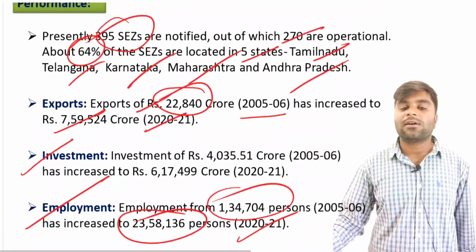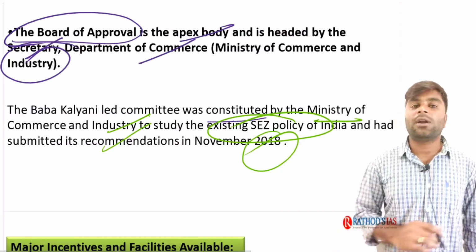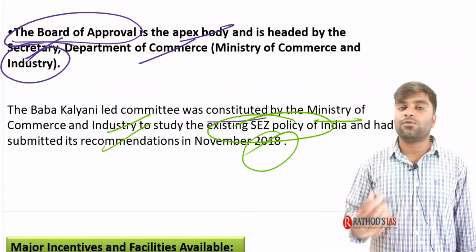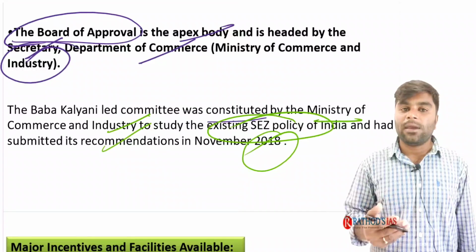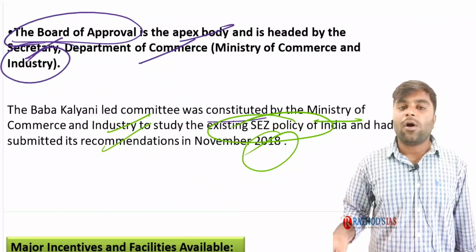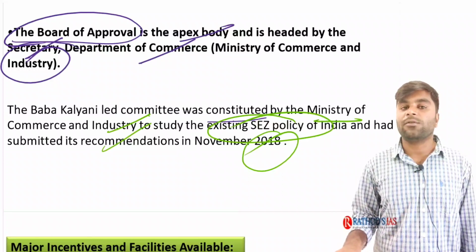So these are the important concepts, the important current affairs which appear in different newspapers like Indian Express, Live Mint, Hindu Business Line, PIB, etc. So guys, this is all about the important current affairs of the week.